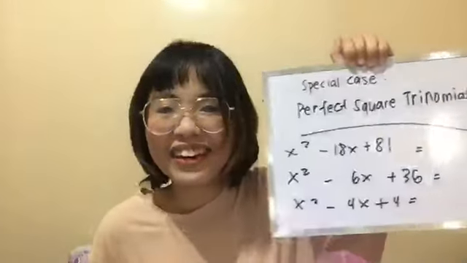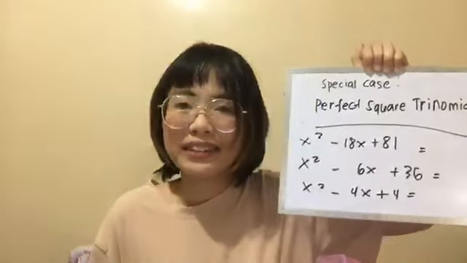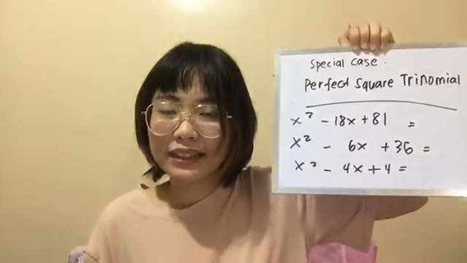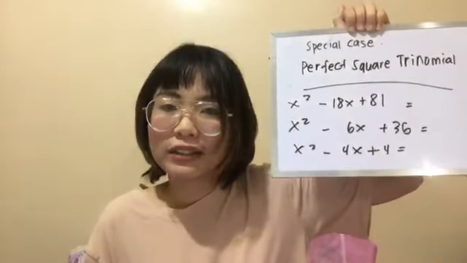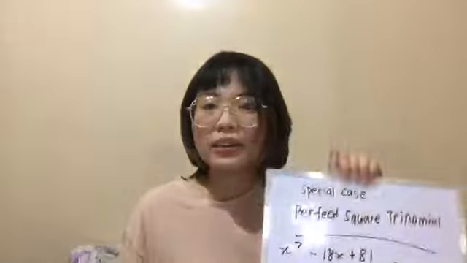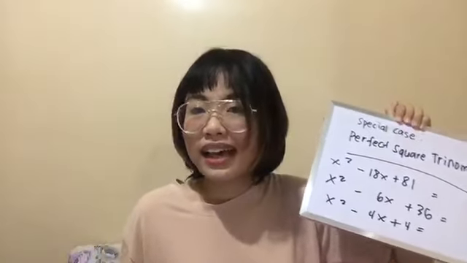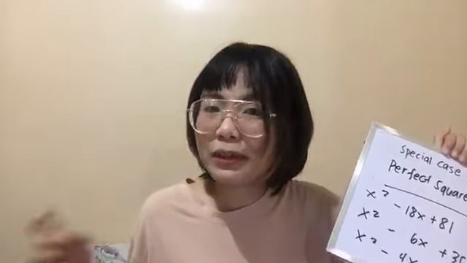Okay, so I give her x squared minus 18x plus 81, x squared minus 6x plus 36, and factor x squared minus 4x plus 4. So these are perfect square trinomials. Hence, I'm giving out that there's only one factor. You just have to square that factor.